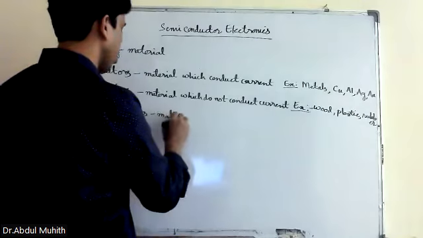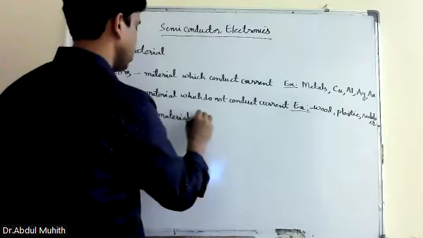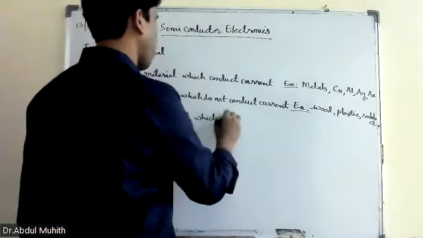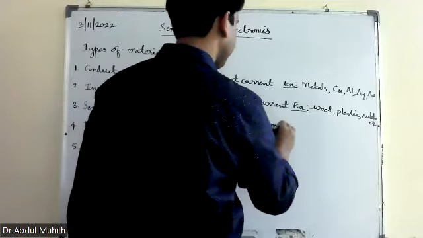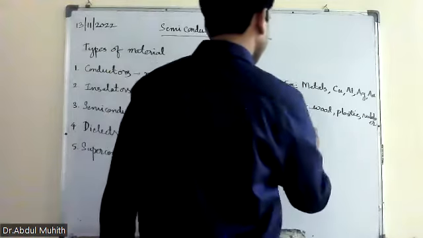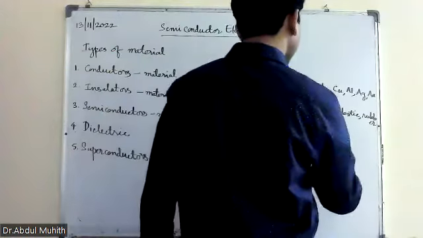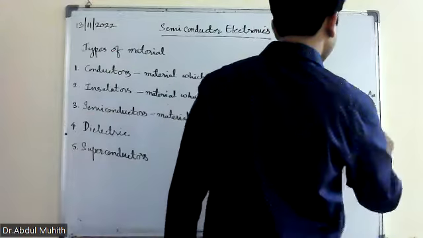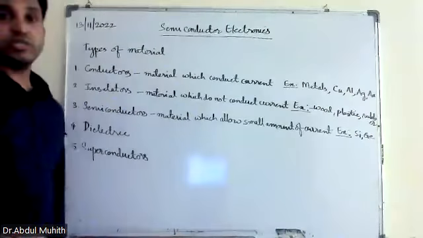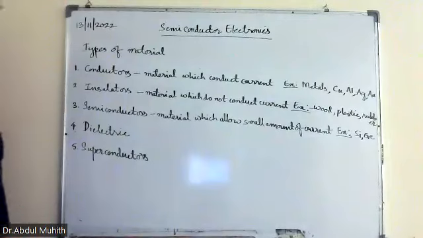Then what are semiconductors? Materials which allow a small amount of current. Examples for this are silicon and germanium. In all the electronic devices, we use semiconductors.